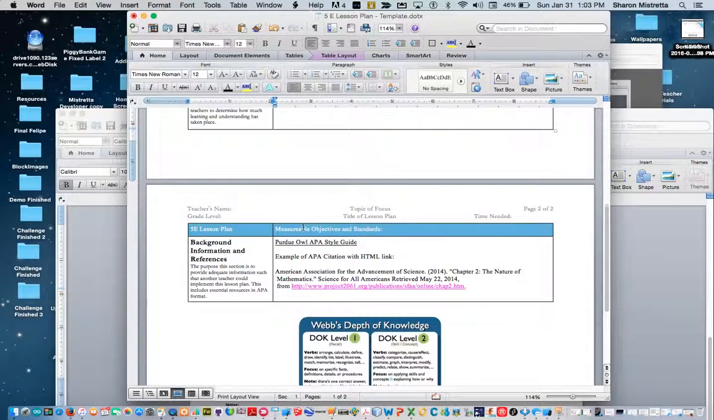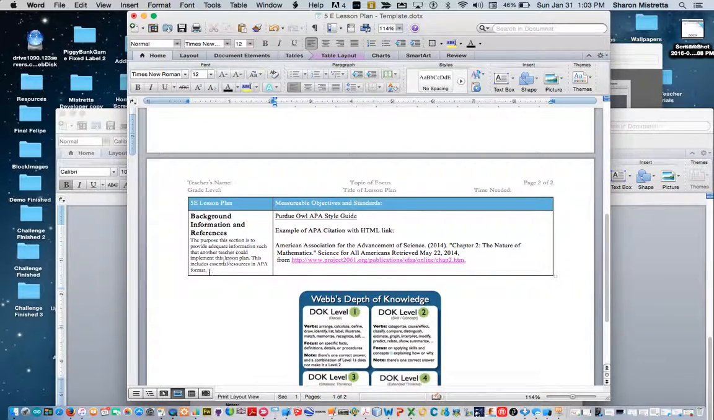But then in the last row, I put the opportunity for them to put background information and references, because what's important if we're going to share these lesson plans is that sometimes there are some essential resources that they've utilized in their lesson planning. This is a sample. I provided a sample of an APA citation. This is actually from one of my own papers, and it is an APA citation with an HTML link, and also I provided the link to the Purdue OWL APA style guide.